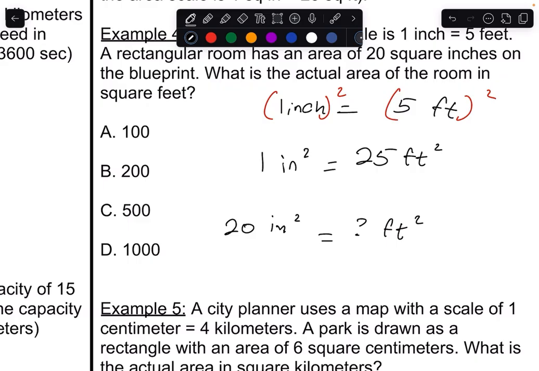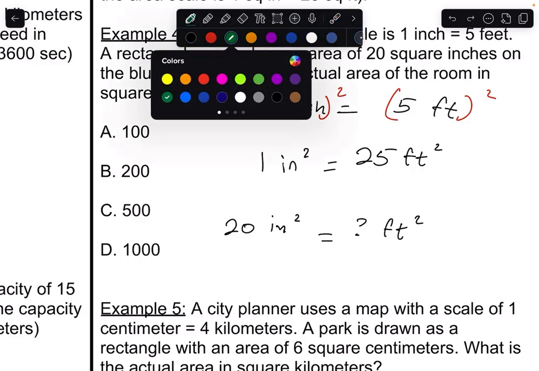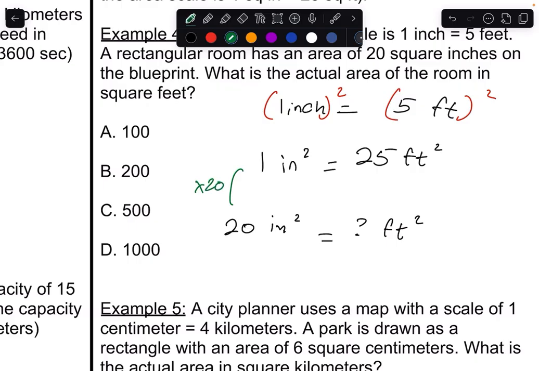So very similar to our proportions. It's almost as if this is a unit rate. You start off at 1, end up at 20. So 1 times something gets you 20. Well, 1 times 20 gets you 20. Therefore, it should scale up with that same unit rate or that same proportion. So 25 times 20 would be, in this case, 500. On our map, we drew it as 20 inches squared for the area. In reality, the actual area of the room is 500 square feet.